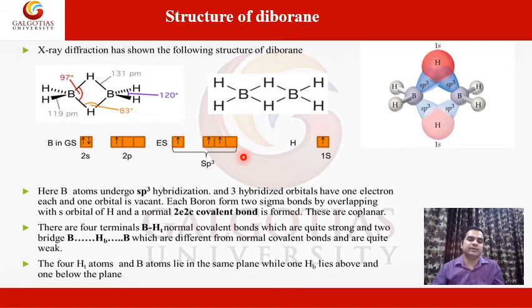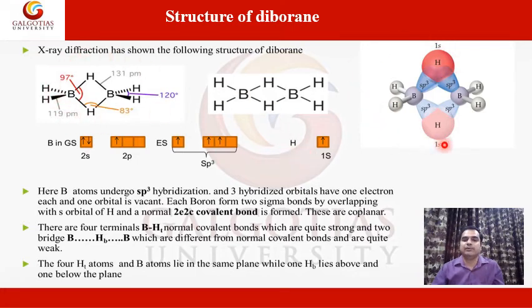In the case of ethane, all four orbitals of carbon also utilize sp3 hybridized orbitals, but in the excited state all four orbitals are half filled. That is, in C2H6 carbon can make four C-H type bonds, but boron is only utilizing three. Here we can see the structure of this one.